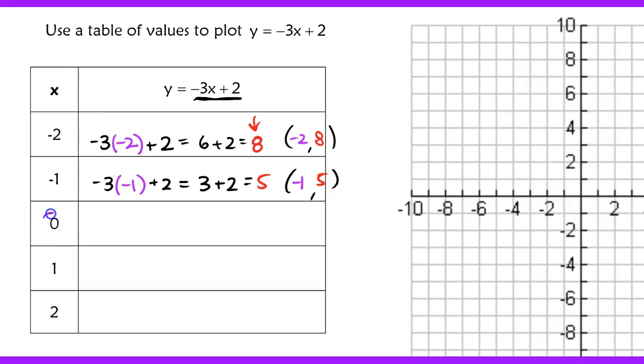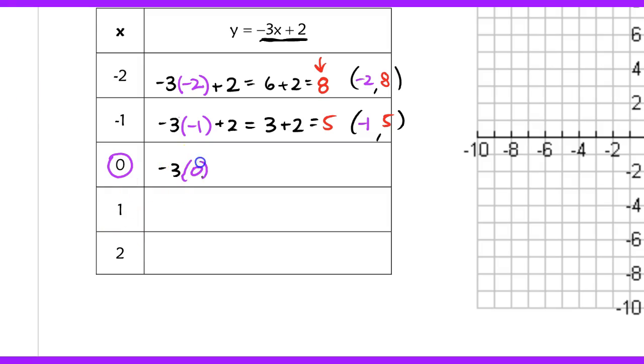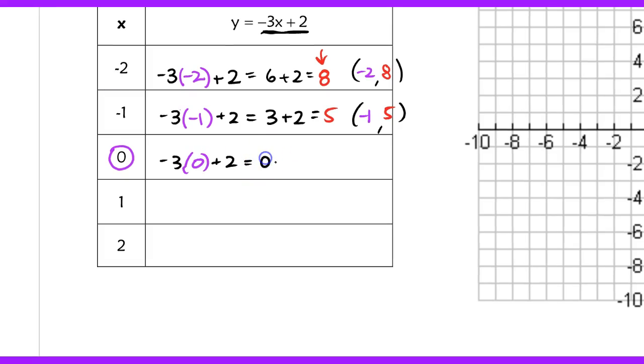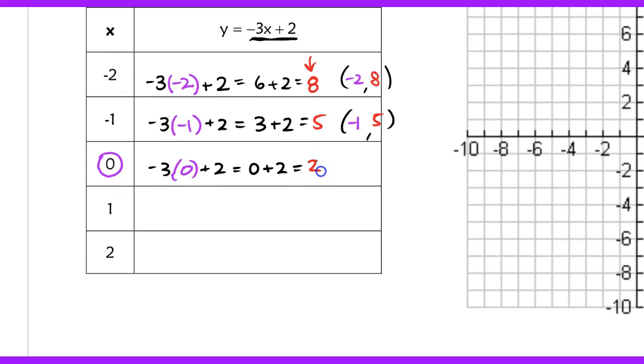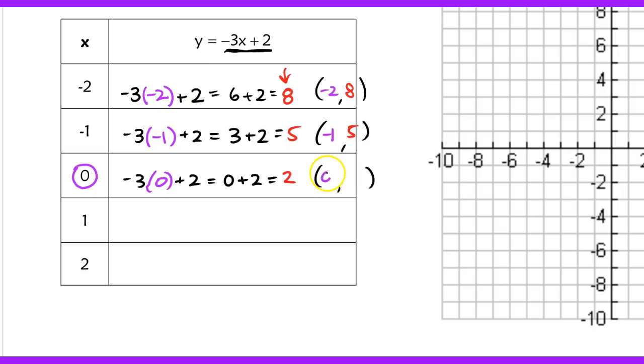This time we're going to plug in 0 for x. Again, 0 is going to get plugged in right here for the x. So I end up with -3 times 0, then plus 2. So negative 3 times 0, anything times 0 is always 0, right? Then plus 2 gives me 2. Now I have the coordinate, let's put it in parentheses here. The ordered pair is going to be 0 for the x value, and the y value is 2.